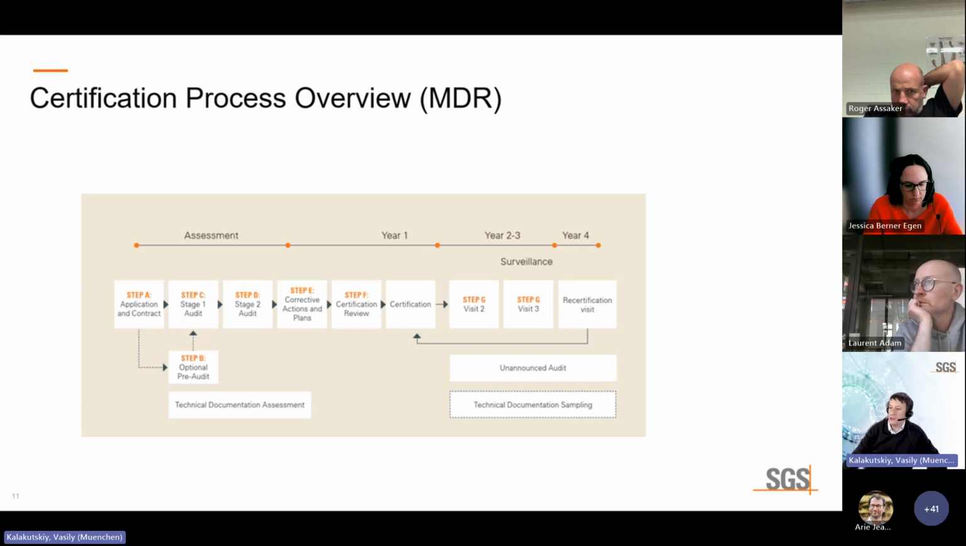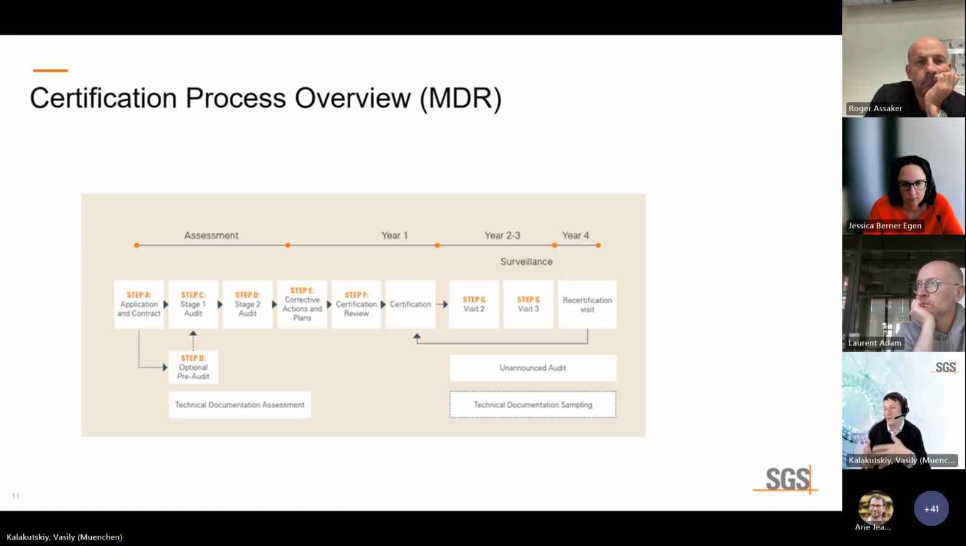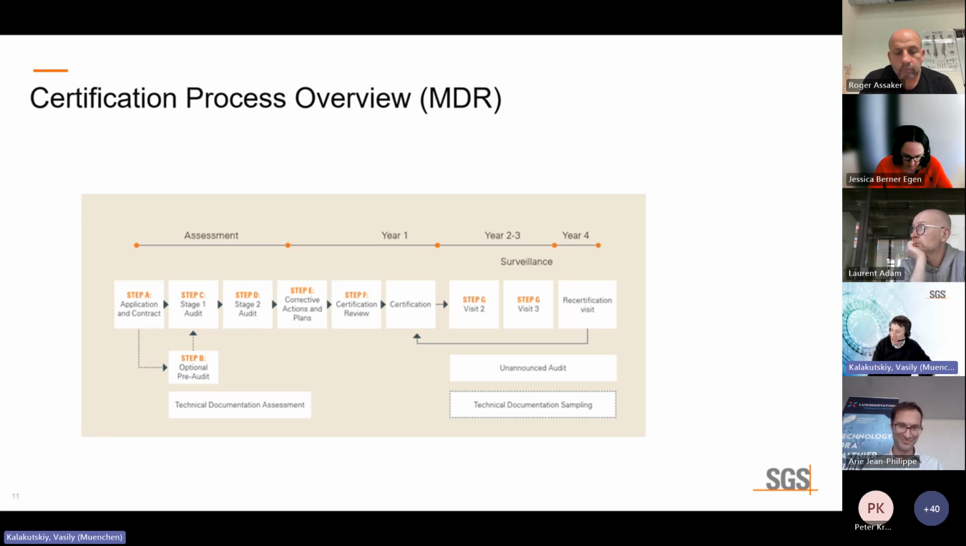So the technical documentation starts early in stage 1 and continues to the moment when the corrective actions from the stage 2 audit are implemented. So both basically meet together, the quality part and the product part being assessed, and then the customer gets the non-conformities for the quality management system, the customer gets the non-conformities for the product, and when both are closed, then we are ready to go to the certification review phase. So this is a very short story about quite a difficult thing.